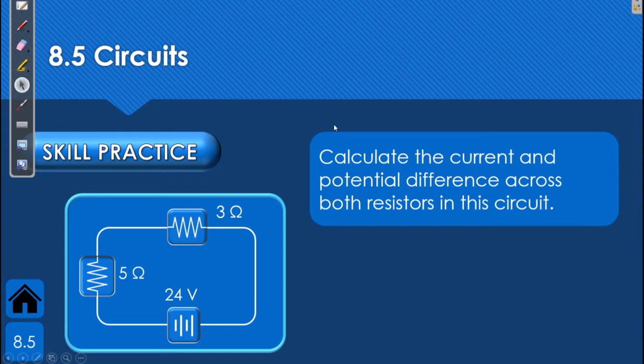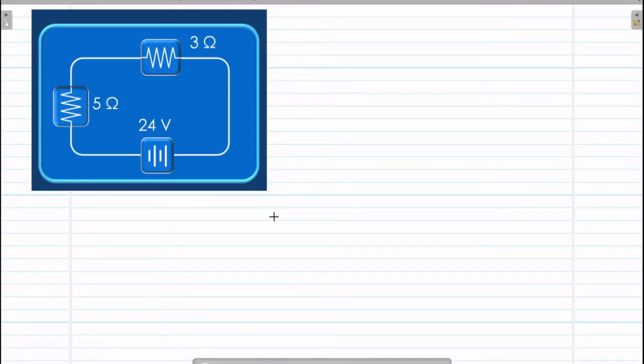So let's take a look at our first skill practice question. We have a circuit diagram and we are being asked to calculate the current and potential difference across both of the resistors in this circuit. So I've moved it to a new page to give myself a little more space to work, and I am going to label these resistors. I'll call this resistor A and this one resistor B, so that when I'm solving these equations over here, you'll know which resistor I'm referring to.